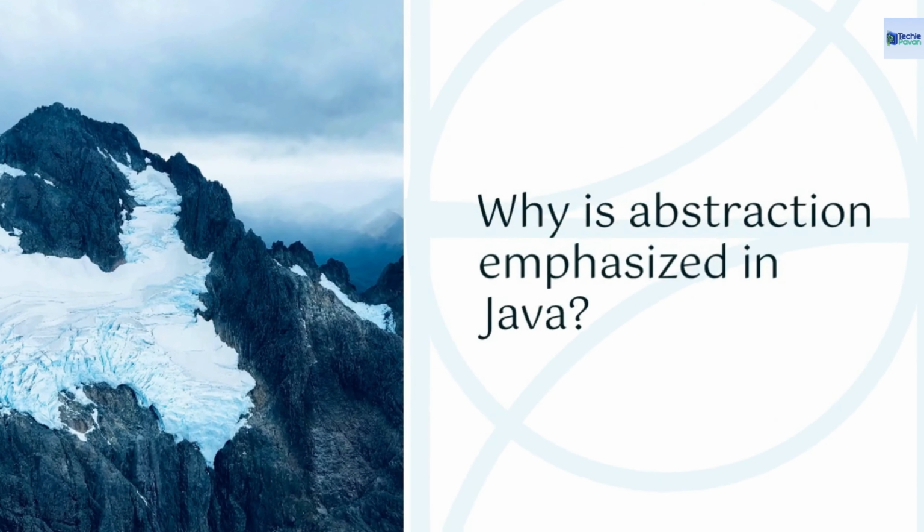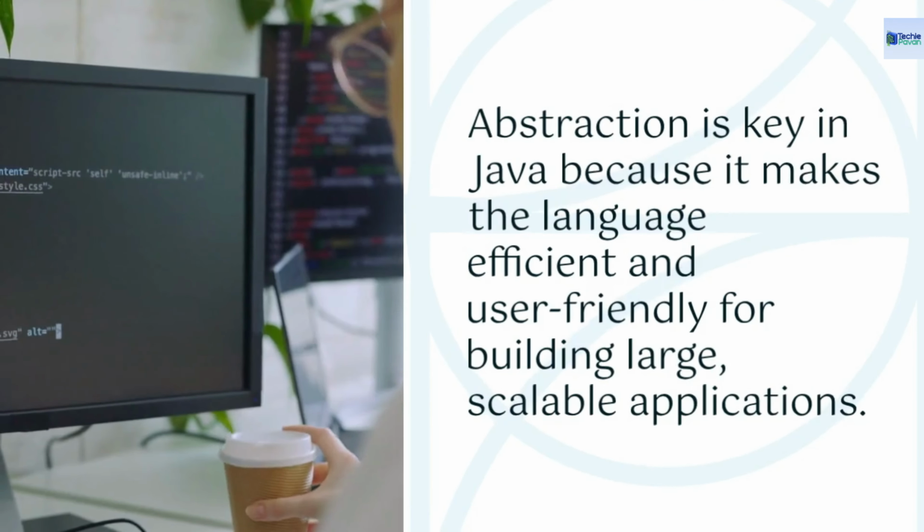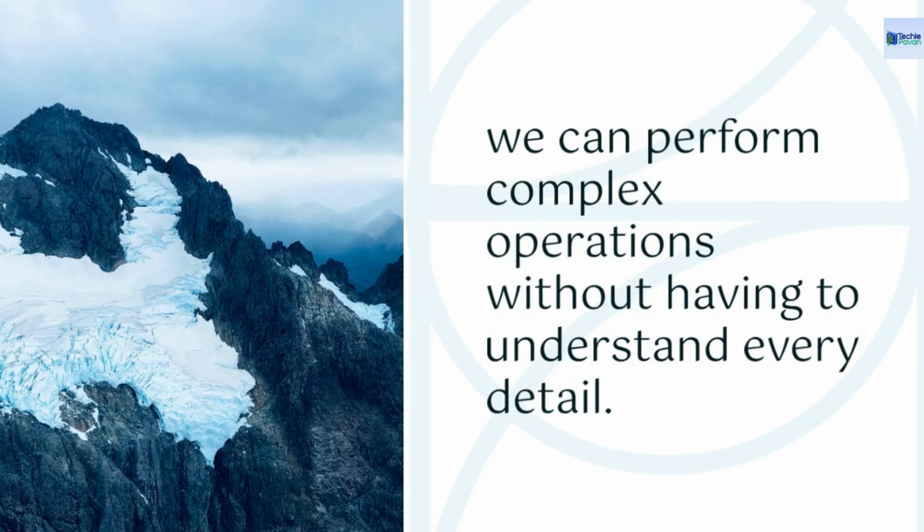Why is abstraction emphasized in Java? Abstraction is key in Java because it makes the language efficient and user-friendly for building large, scalable applications. By creating classes and methods, we can perform complex operations without having to understand every detail.